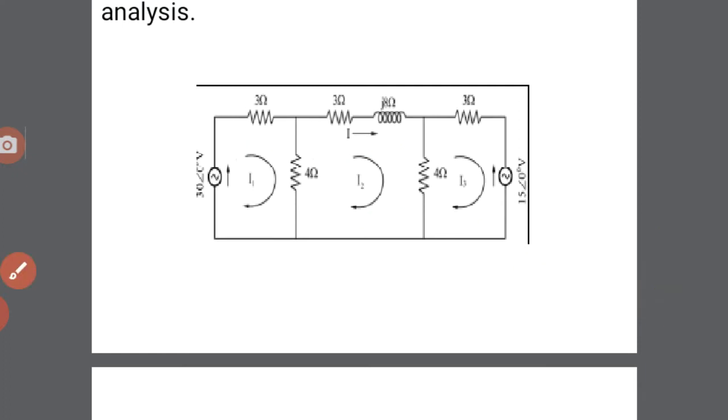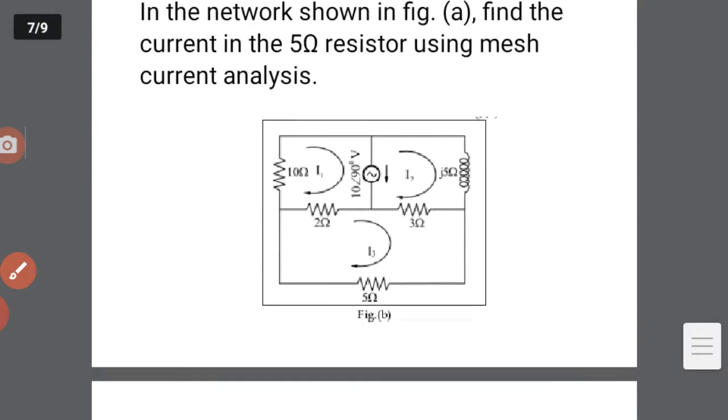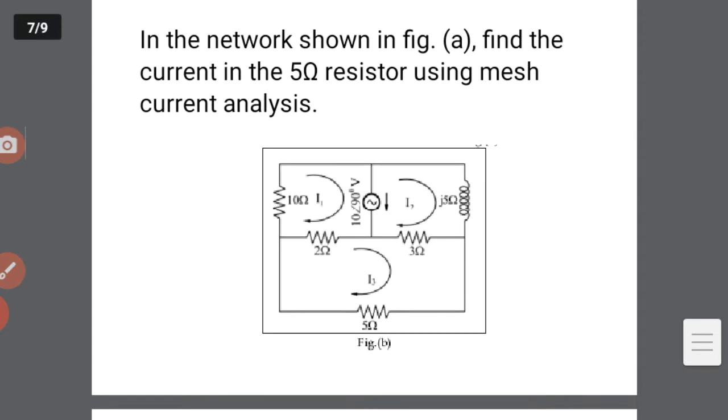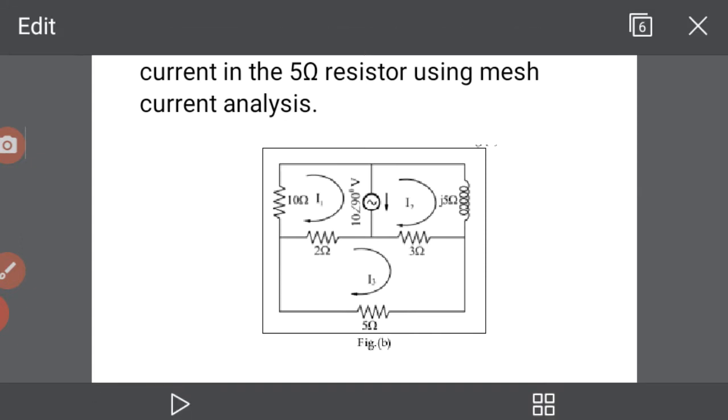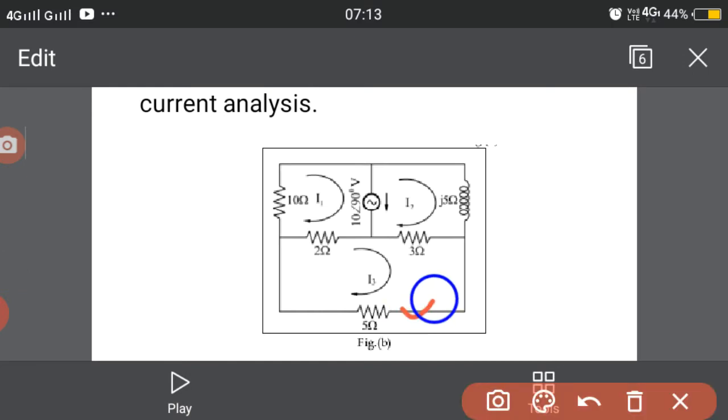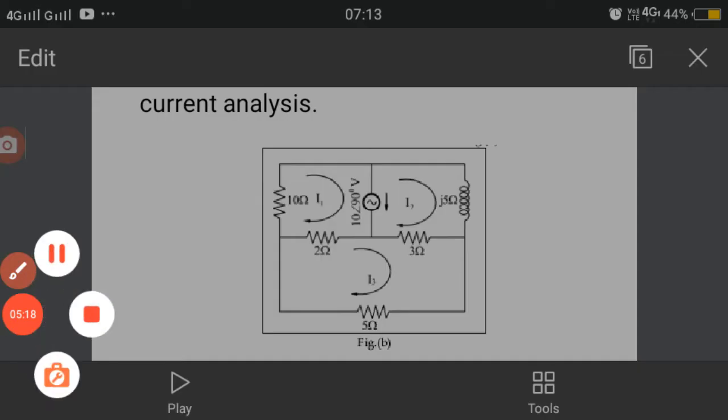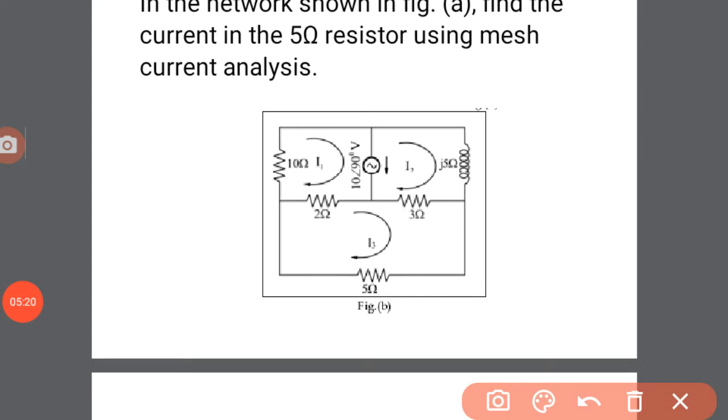Next, go for another example. Again, in the circuit shown in figure A, find the current in the 5 ohm resistor using mesh current analysis. So where is the 5 ohm resistor? The 5 ohm resistor is in the third loop. So we just have to find the value of current flowing through this 5 ohm resistor. That means we have to find the value of current I3 in the third loop.